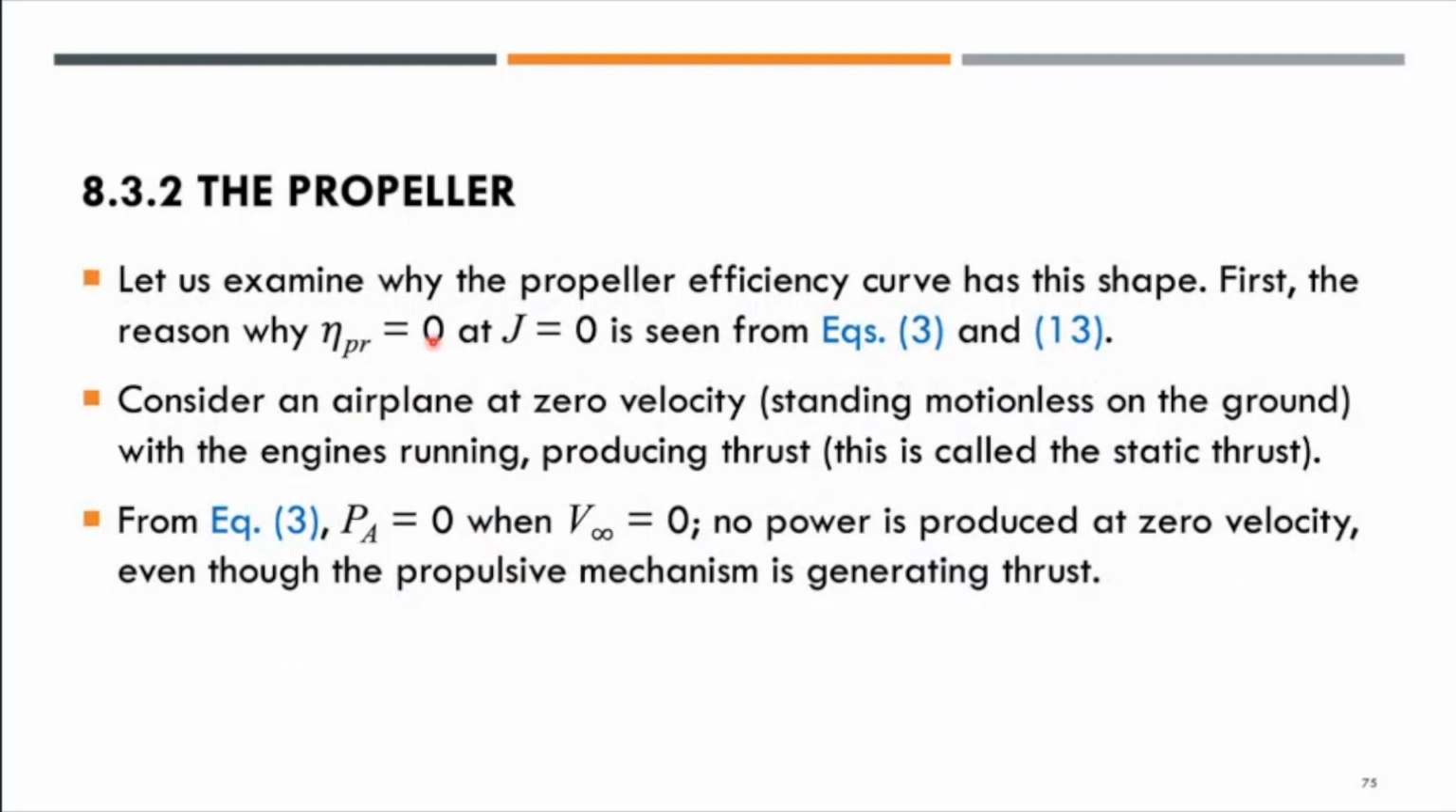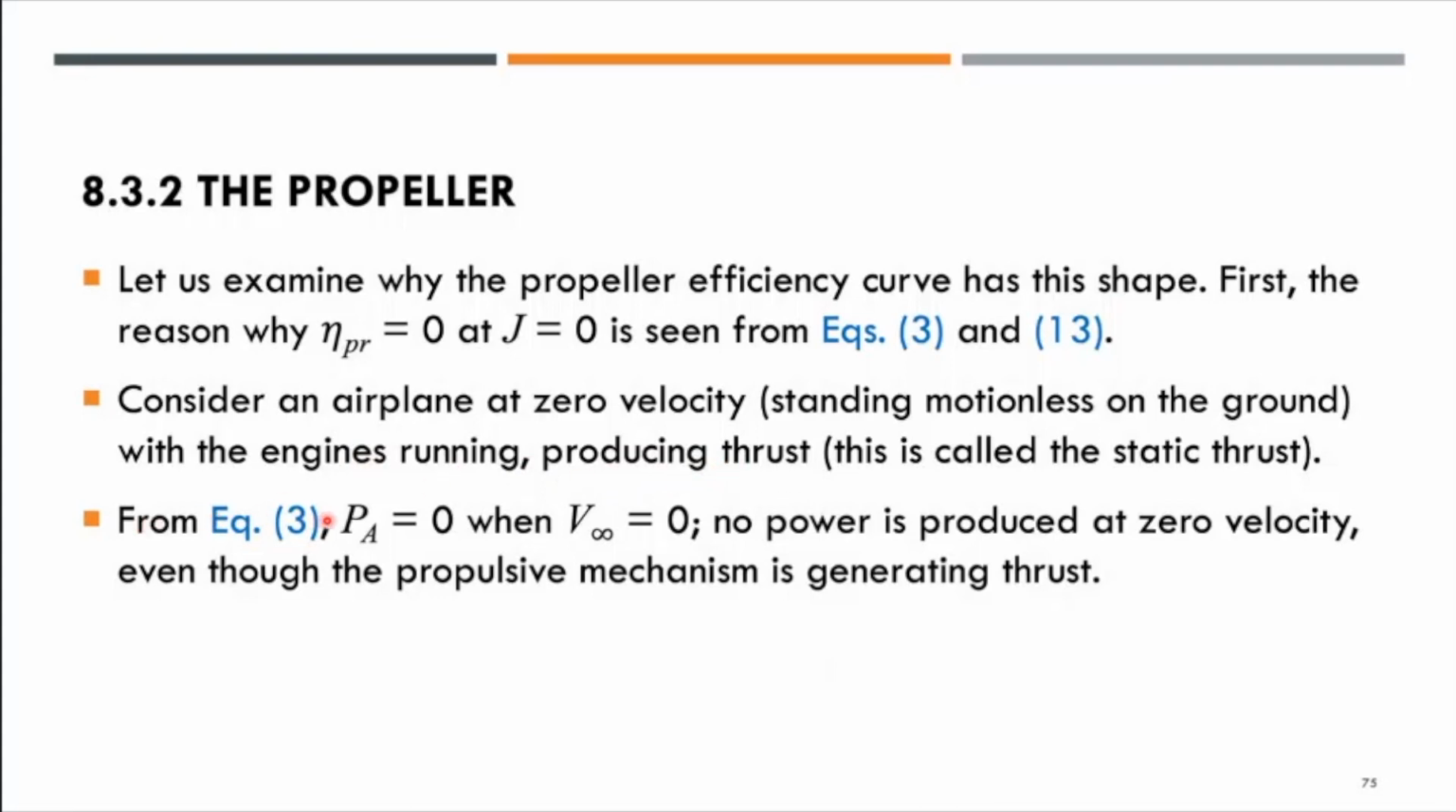Let us examine why the propeller efficiency curve has this shape. First, the reason why the efficiency of the propeller equals 0 at advance ratio equal to 0. We can see from equation 3 and equation 13, consider an airplane at 0 velocity, standing motionless on the ground with the engine running, producing thrust. This is called the static thrust.